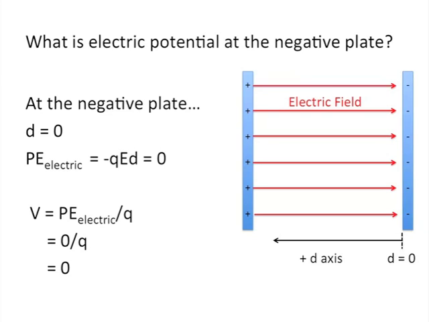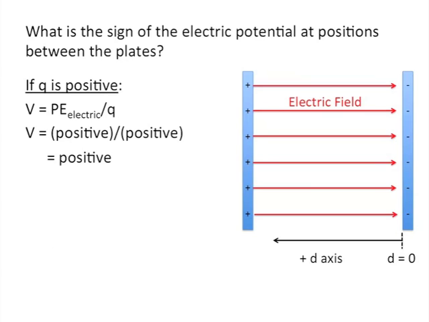You can see the equation there for electric potential energy is negative Q times E times D. So when you substitute 0 for D, you end up with 0 for the electric potential energy. As a result, the electric potential is also 0 at the negative plate. So the key idea here is that the electric potential is always 0 at the negative plate.